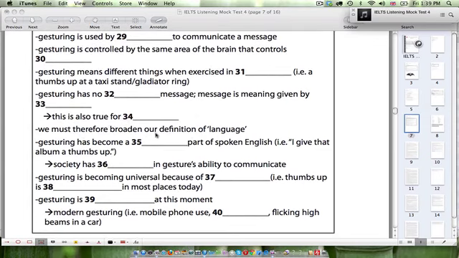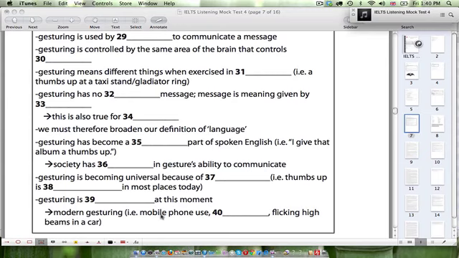We must therefore broaden our definition of language. Gesturing has become a part, an adjective in here, of spoken English. I give that a thumbs up. Another example, let's listen for this example. Society has in gestures ability to communicate. Gesture is becoming universal because of, another example, listen for, in most places today. Thumbs up. Gesturing is at this moment, okay? Might be a verb or an adjective.